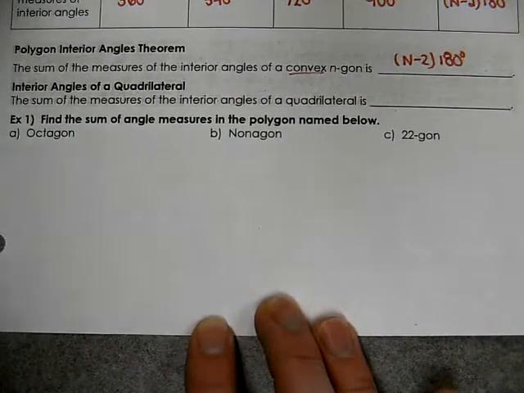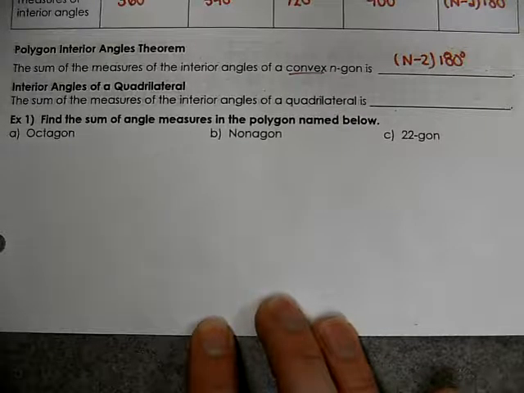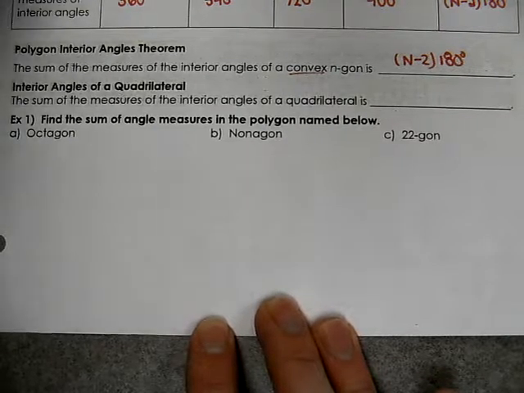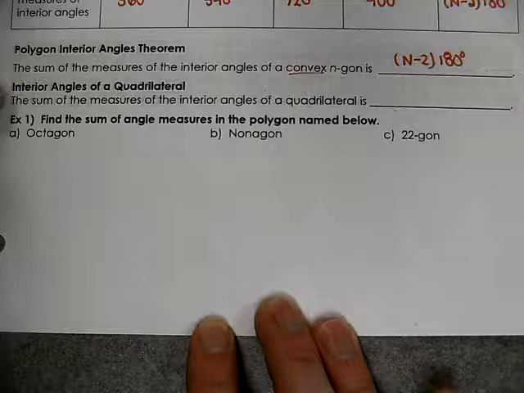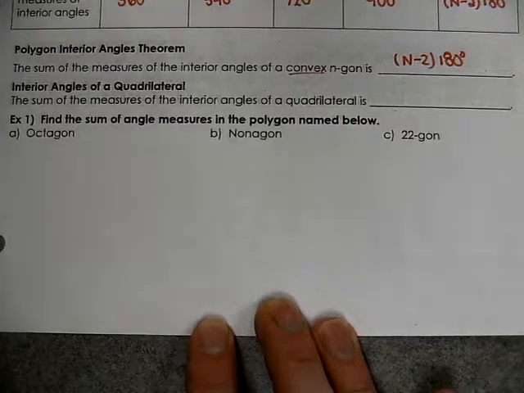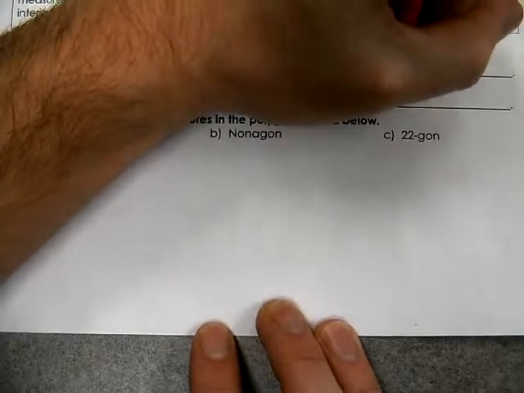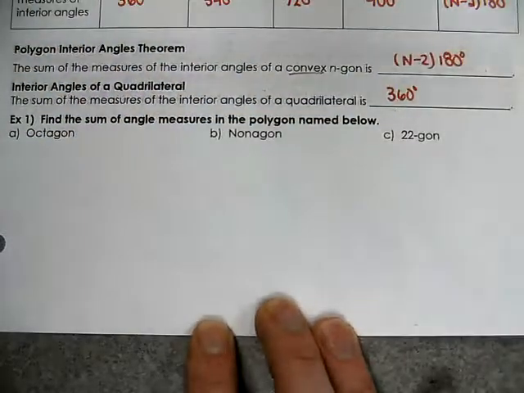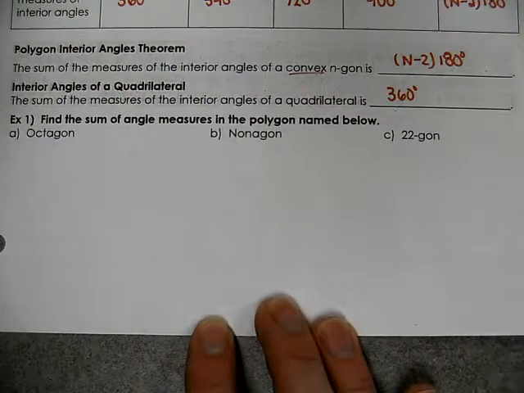And then also an important part, since later on our focus is primarily quadrilaterals, we just want to make note that for a quadrilateral, so a four-sided figure, the sum of those interior angles is going to be 360. Okay, that's going to be really important later on. We're going to work with quadrilaterals quite a bit.